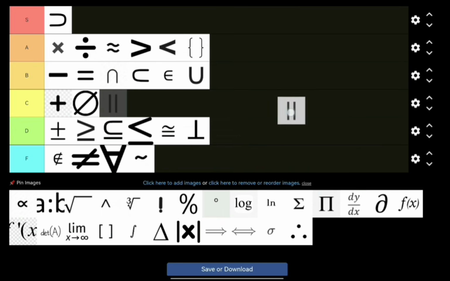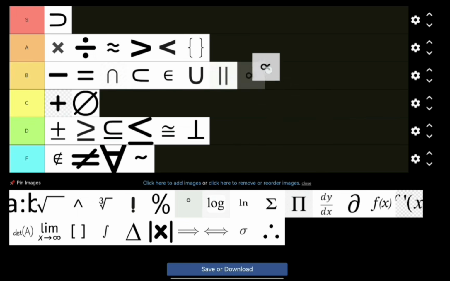Parallel, she's like your twin, right? Like, she's always there for you, kind of. She's like your twin. But the problem is, you'll never meet. She's kind of an online friend, so I'll say B tier. Proportionate.